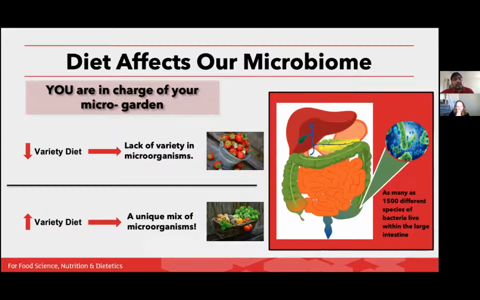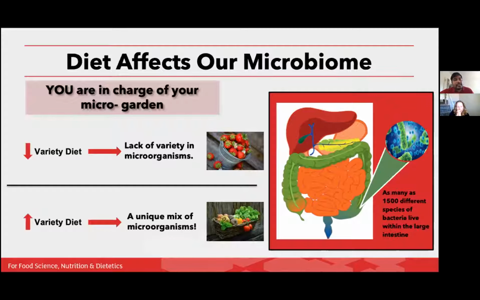As the picture shows, you are in charge of your micro garden. If we plant seeds of one type of fruit or one type of plant, we're just gonna produce that one type of fruit, correct? But now if we provide different seeds, a multiple of different food sources to our own body, we're gonna breed a different variety of microorganisms. So as the picture shows, a low variety diet equals a lack of variety in microorganisms. A high variety diet equals a unique mix of microorganisms.